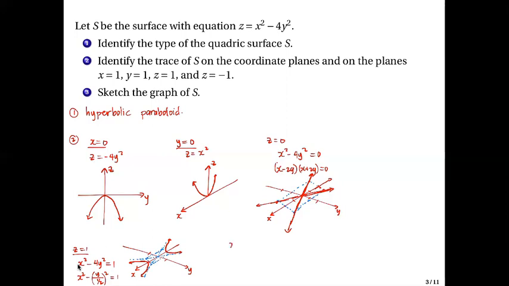And then finally, for z equals -1. So when z equals -1, we will have the equation 4y squared minus x squared equals 1. Or we can rewrite this again as y over 1/2 quantity squared minus x squared equals 1. So very much similar to this, except that now the branches of the hyperbola open towards the y-axis.